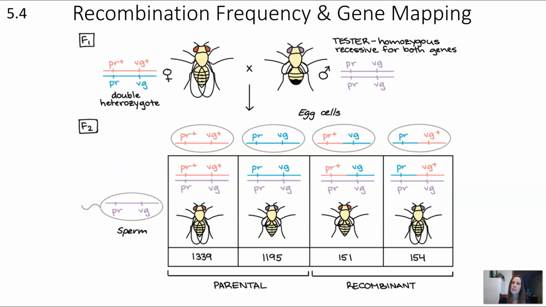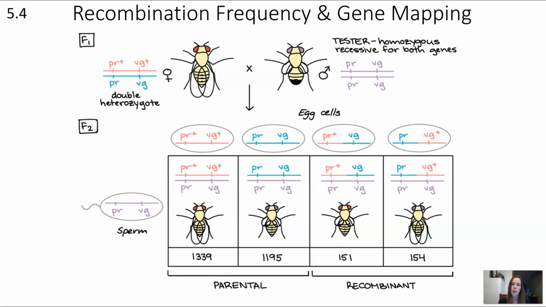Linked genes were first discovered in fruit flies, so I want to use them as an example to help you understand linked genes in a little bit more detail. On the left, we have a female that is a double heterozygote, but displaying the dominant phenotype. On the right, we have a male that is homozygous recessive for two traits, purple eyes and vestigial wings, so small wings. So he is homozygous for both of these. What we do is we cross these individuals and then see what the resulting offspring look like.